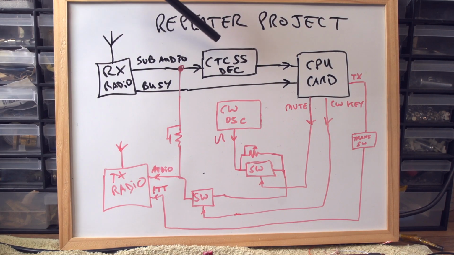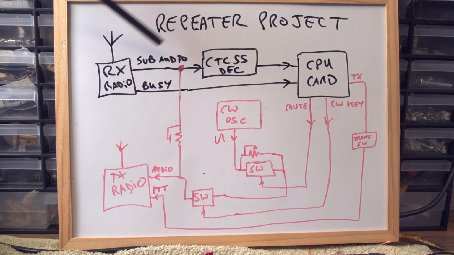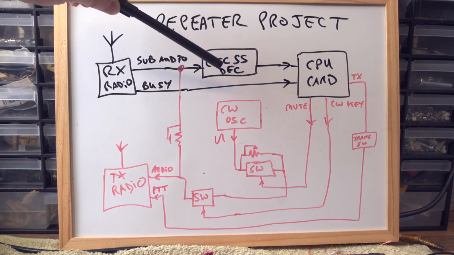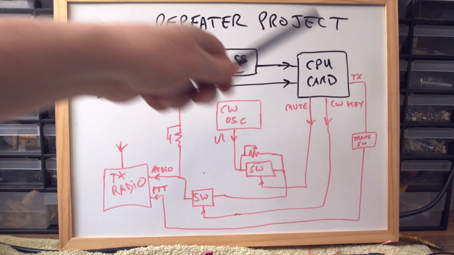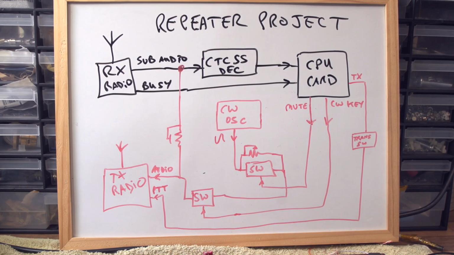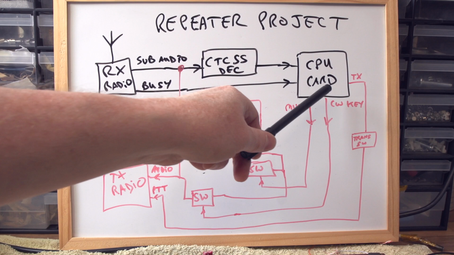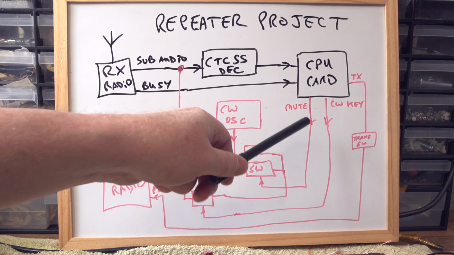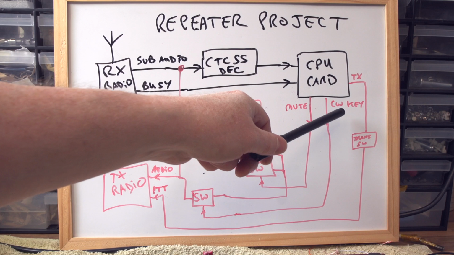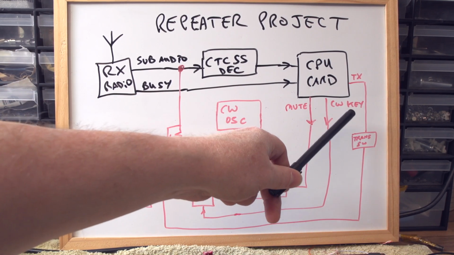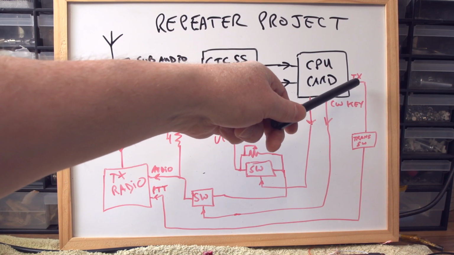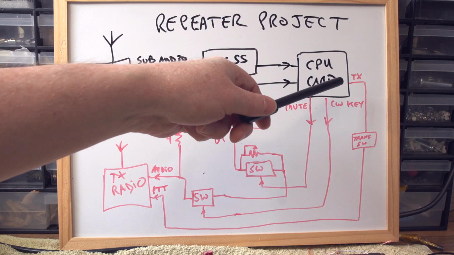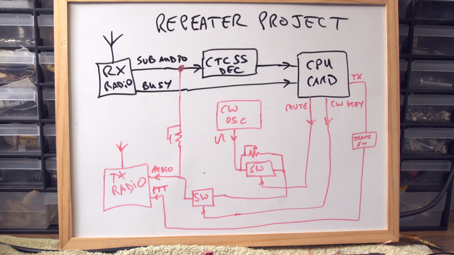Okay, so this is our CTCSS decoder, which detects the sub audio tone that we're tuned to. This can be set up for any channel that you like using programming pins. We'll have our CPU card. On the transmit side, coming from the card, we have 3 signals. We have a mute, the CW keying line, which actually sends the Morse code itself by turning the oscillator on and off. And we've also got a TX line, or PTT line if you like, and this actually puts the transmitter into transmit. So I'll deal with that pin first.